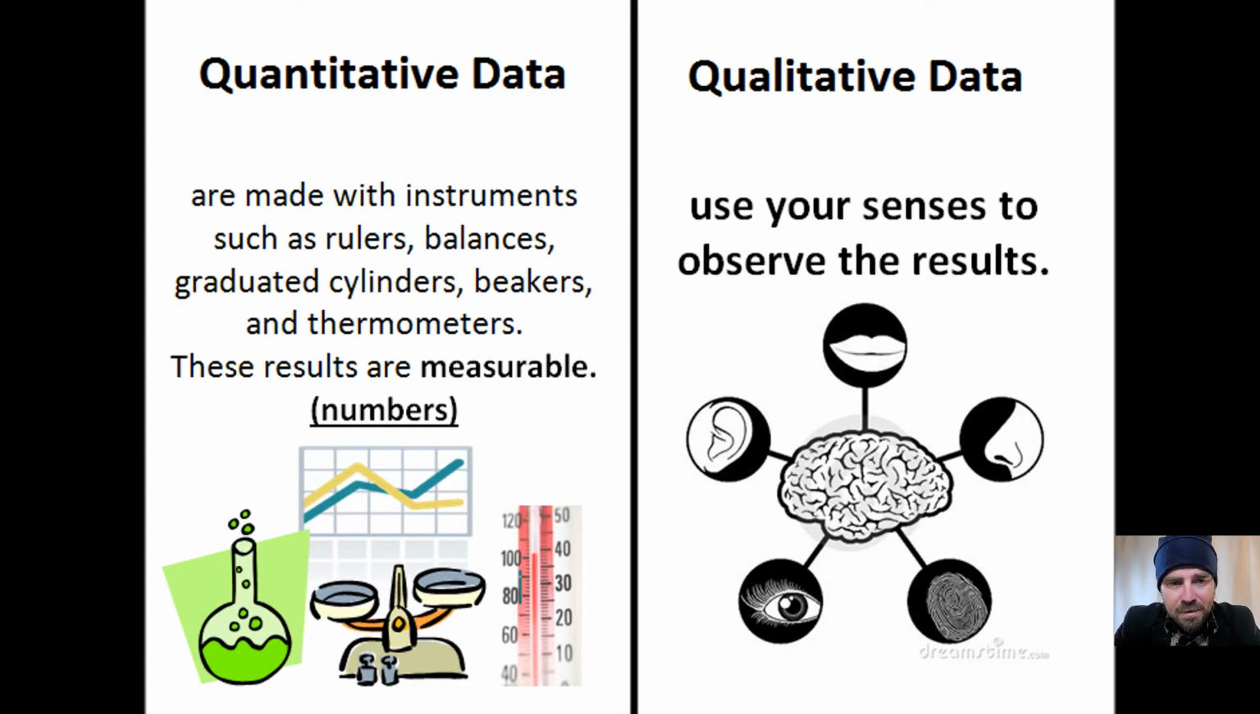Here's an explanation about the difference between quantitative data and qualitative data. Quantitative data are numbers, they're measurable, and they're made with instruments. Qualitative data is by using your senses.